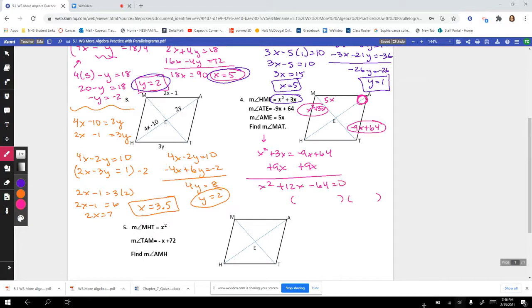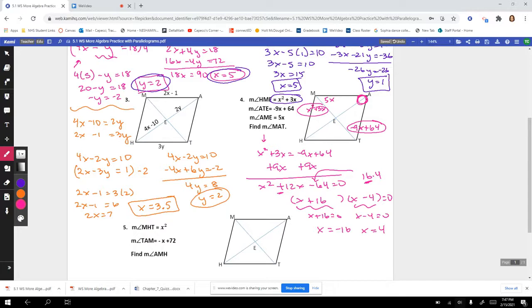So now I need factors of 64 that when I subtract, I'm going to get 12, right? I have a plus and a minus because that's a minus. Factors of 64, 16 times 4. The higher factor is going to go with this sign right there. So that gives me 16 and that gives me 4. Now, because of the zero product property, this times this binomial is going to equal 0. So one of them has to be equal to 0. So x is equal to negative 16 and x is equal to positive 4.